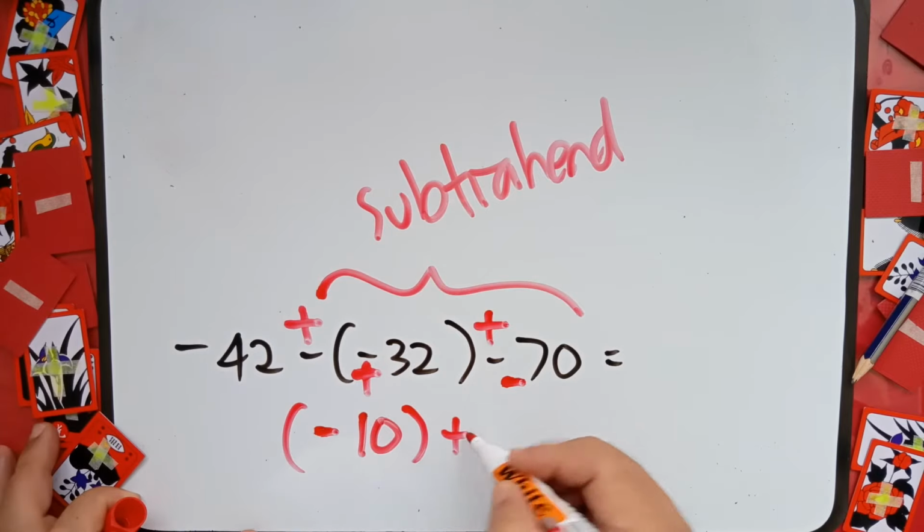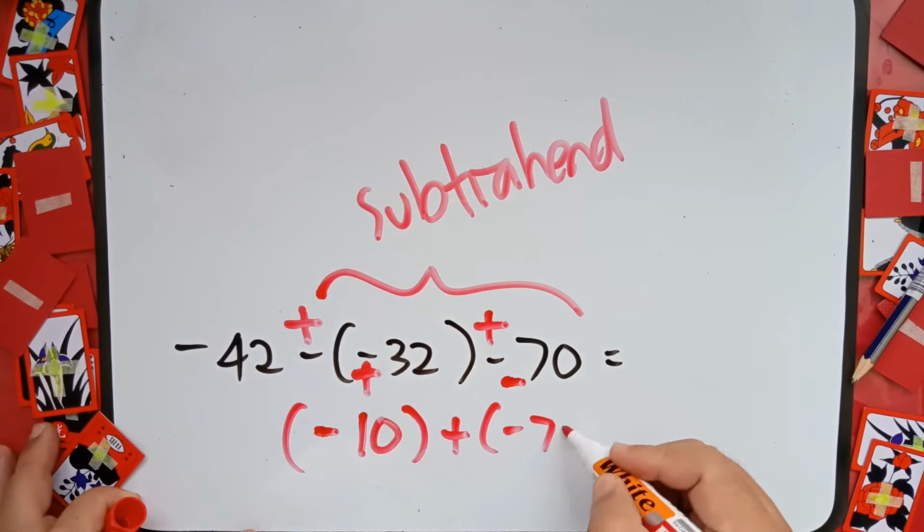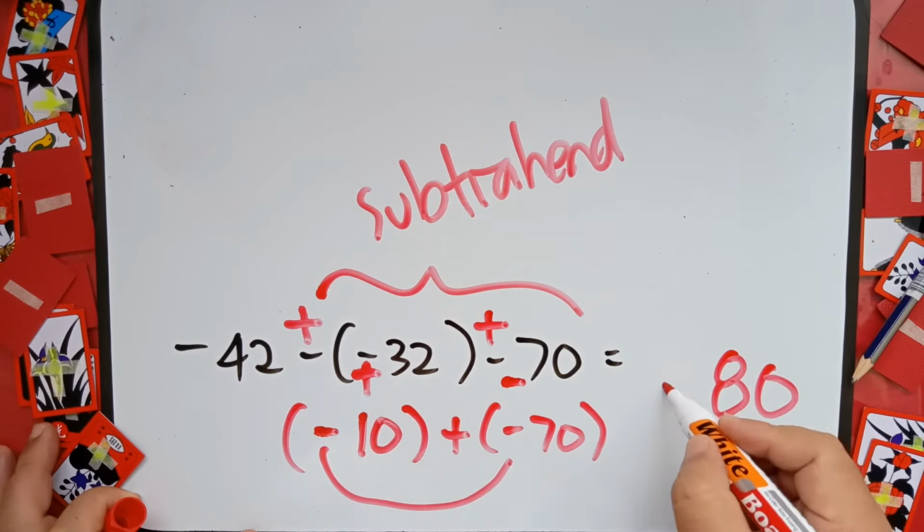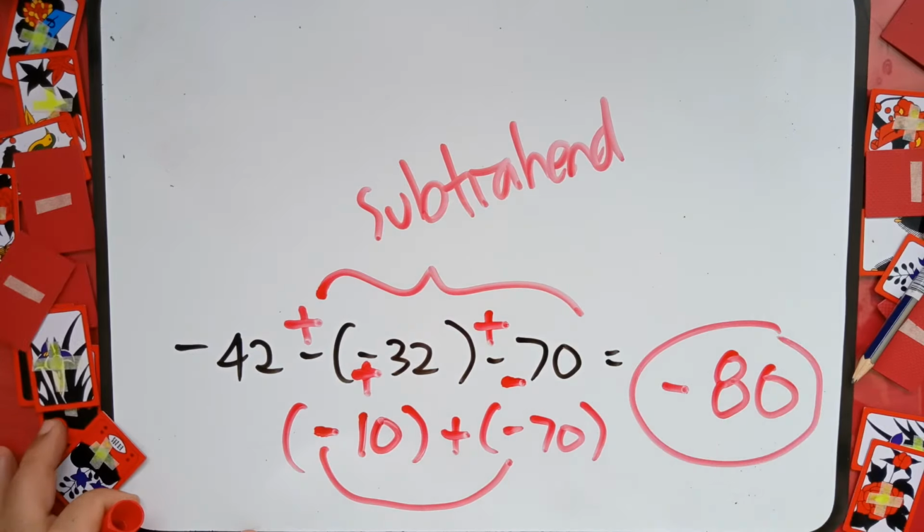Now, plus negative 70. 10 is negative, 70 is negative. Add the absolute value. 10 plus 70 is 80. Then, copy the common sign. The answer is negative 80. Okay, that's it.